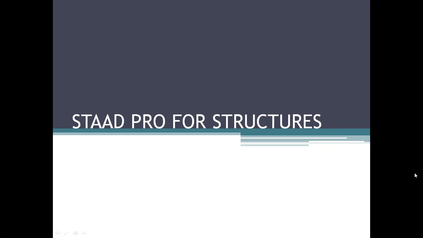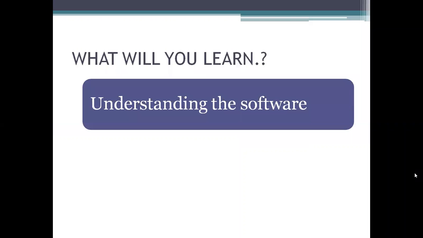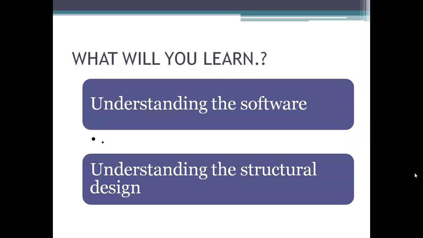This course mainly teaches us two things. What we are going to learn out of this course is understanding the software. What do you mean by understanding the software? Understanding the user interface, the options available, how to use the options, where to look for the options. And next is understanding the structural design. Just understanding the software is not sufficient. Understanding the structural design is also very important.